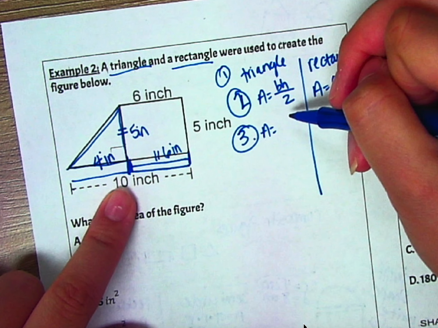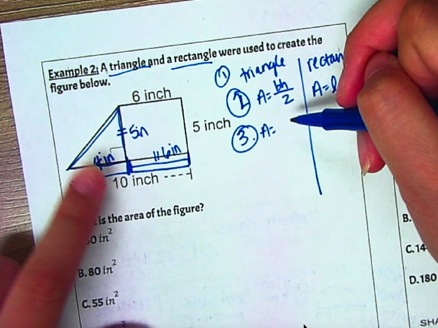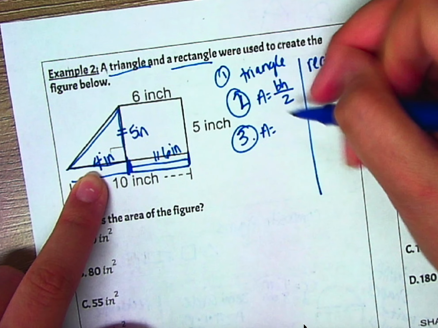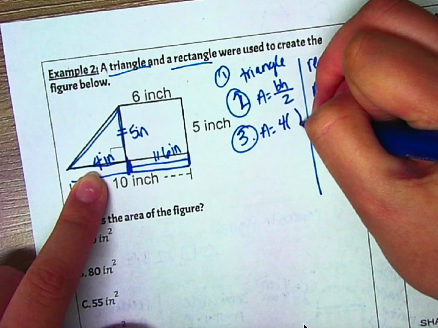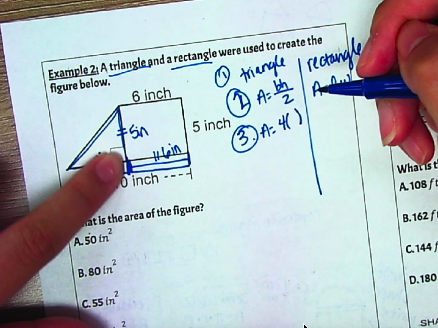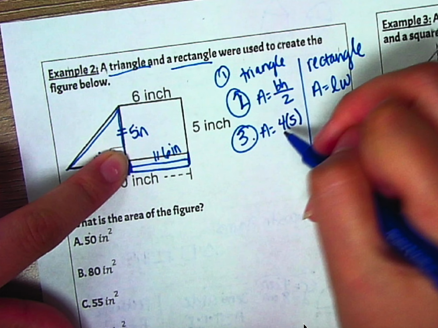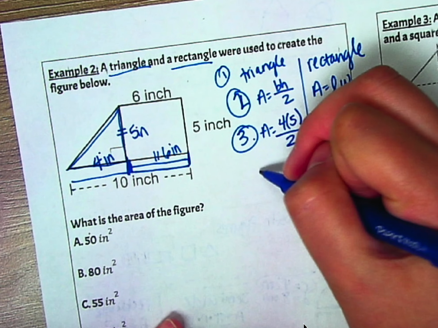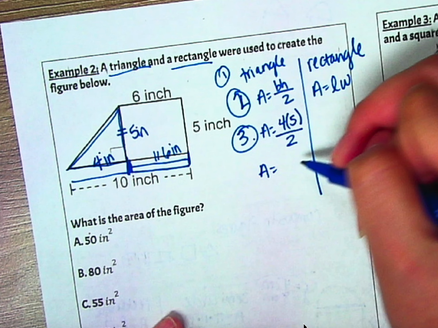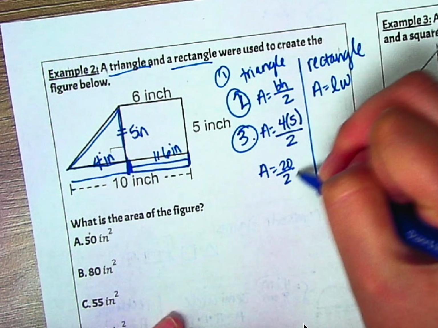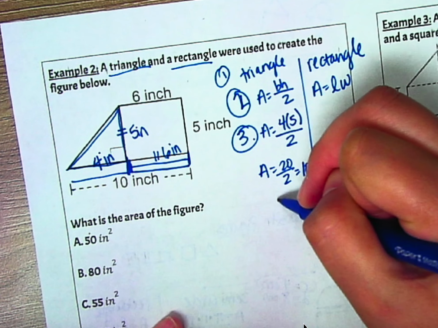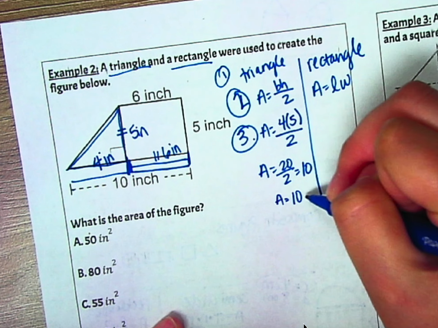Okay, so let's go ahead and finish plugging in our numbers. We know that now the base of the triangle is 4. So I'm going to plug in 4, put my parentheses. The height, remember it's going up and down, is 5. I'm going to put over 2. So I'm going to go ahead and solve. 4 times 5 is 20. Divided by 2, it's going to give me 10. So my area for this side is 10 inches squared.